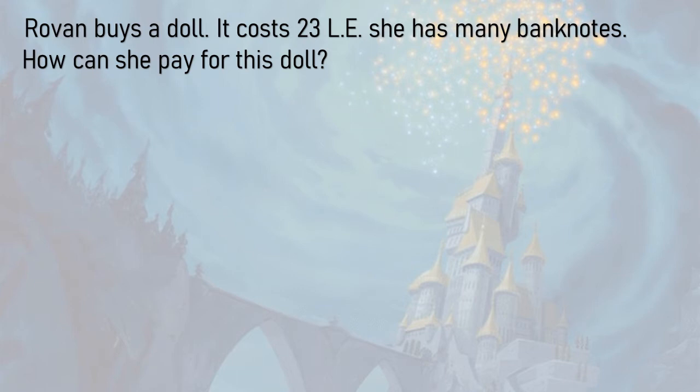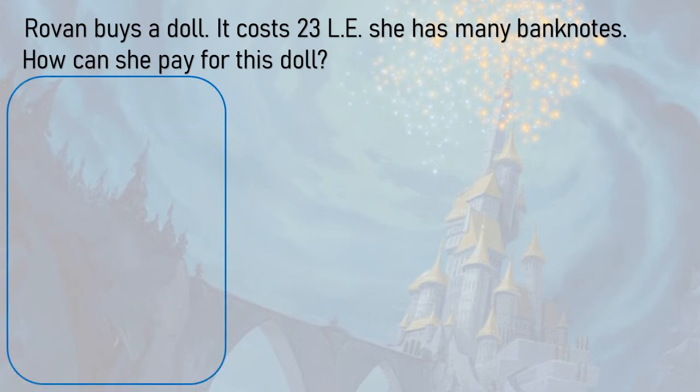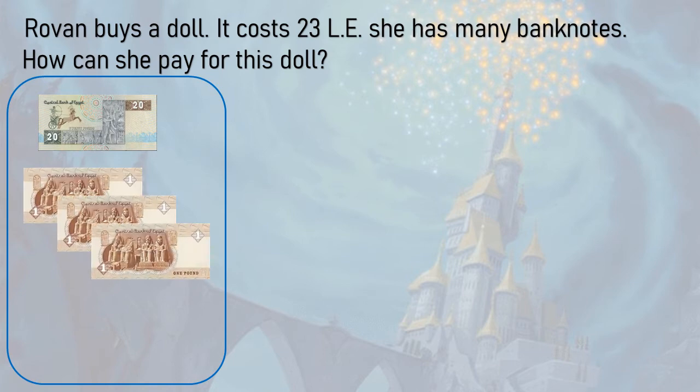Actually, when you go to buy something, you can find different ways to pay for this thing. As we see here, Rowan can buy this doll and pay 20 Egyptian pound and 3 papers of 1 Egyptian pound, because 20 plus 1 plus 1 plus 1, that makes 23 Egyptian pound.